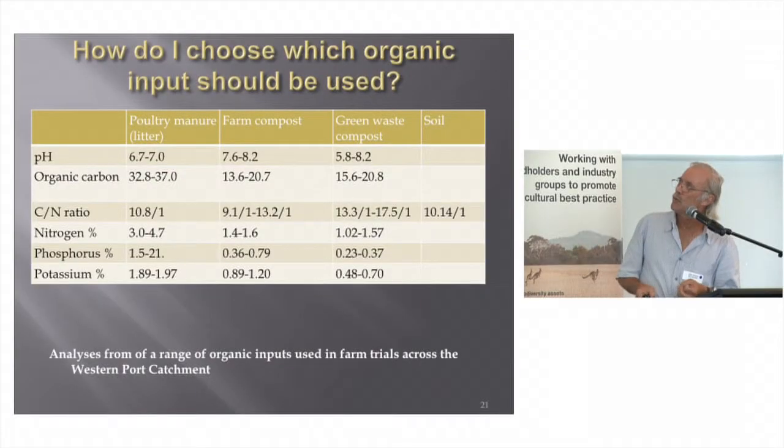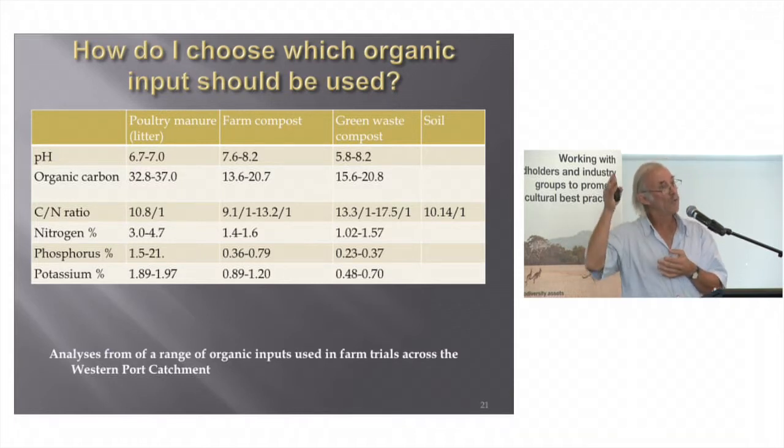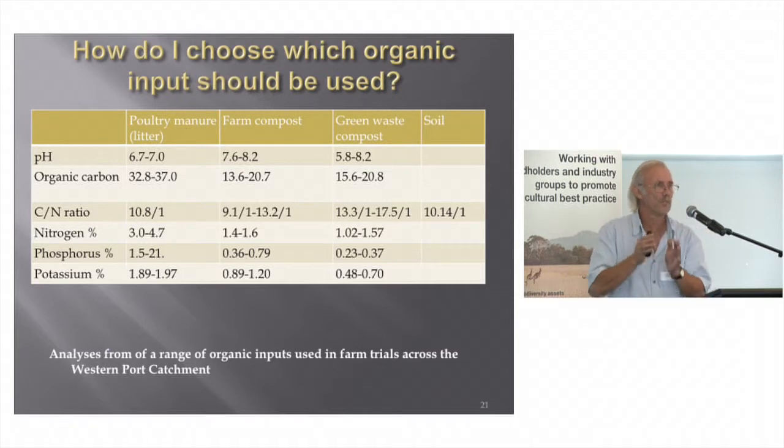Let alone the fact that if you're exporting that grape marc from your property, you're also exporting a whole range of other nutrient elements as well. We should be reusing. How do I choose which organic inputs to use? Well, based on assessment. First of all, we go back to that assessment and say, yes, I saw low organic matter, so therefore I'm going to use this particular one.